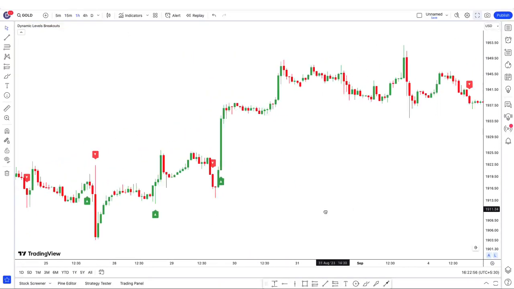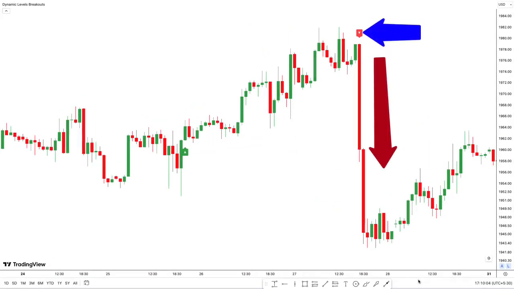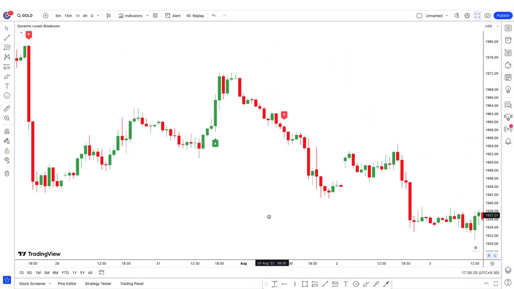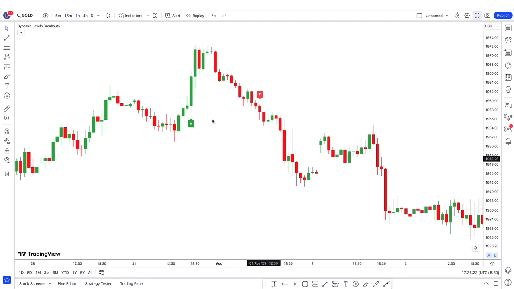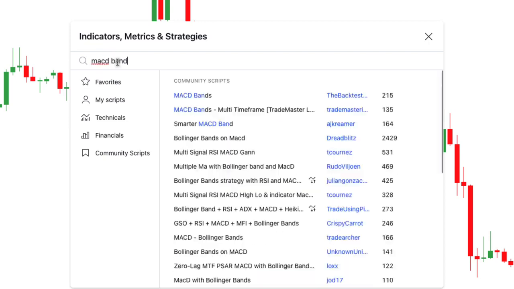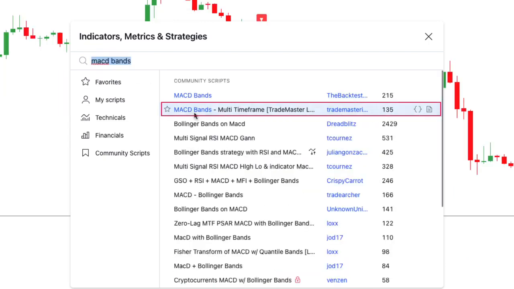The Dynamic Levels Breakouts indicator is quite accurate as a whole. Although these buy and sell signals are quite accurate in a trending market, the indicator still requires a filter that would cancel signals at price compression. I spent hours searching for a perfect indicator for that purpose and found the MACD bands, multi-time frame by TradeMaster.